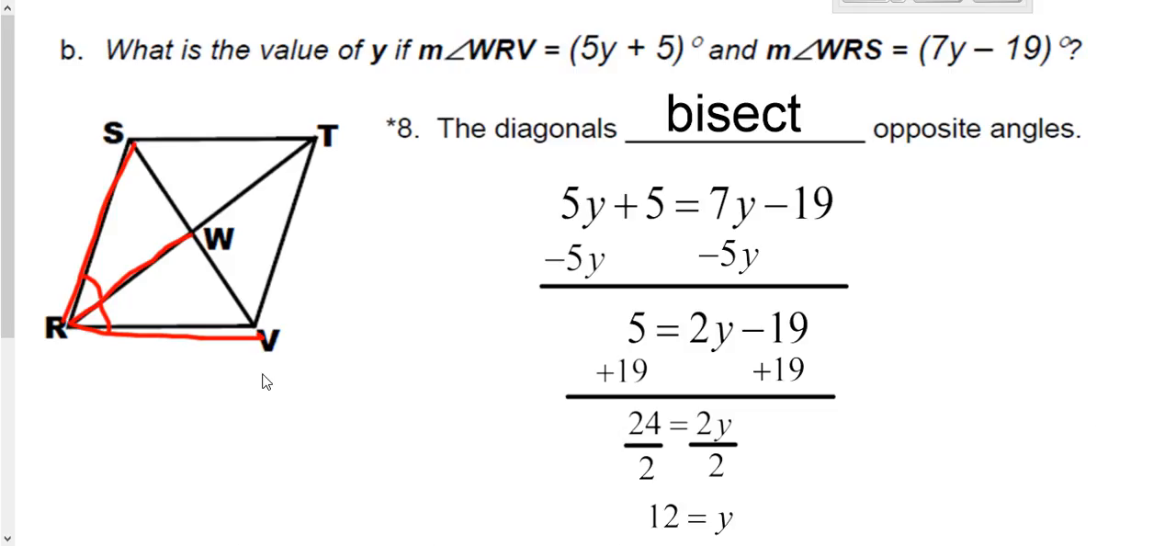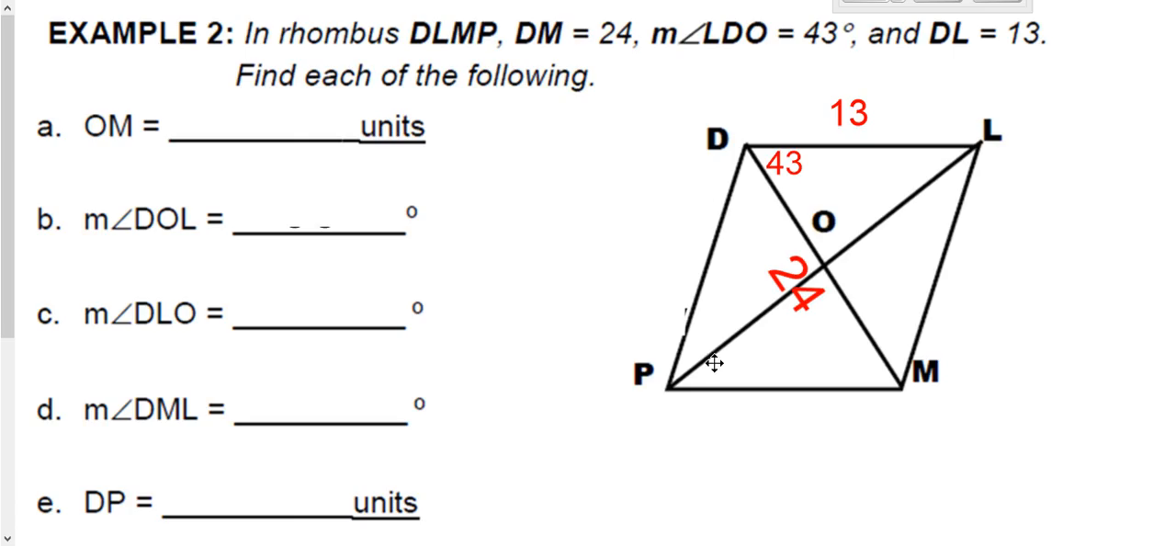Okay, you can pause whenever I go too fast. But again, they gave us two angles right here, and we knew that diagonal cuts them into equal pieces, so these are equal angles. Gives us our equation.